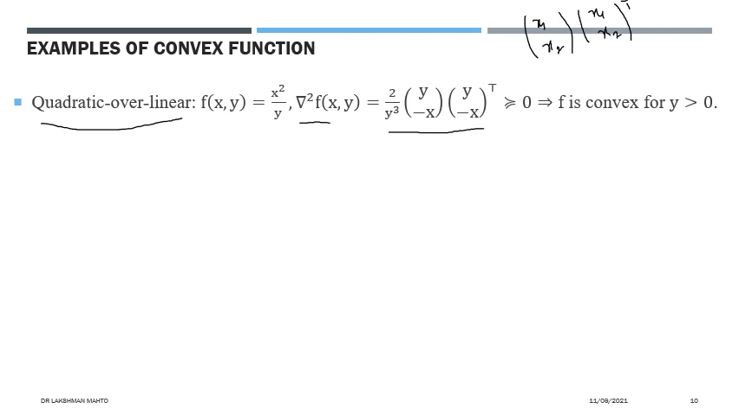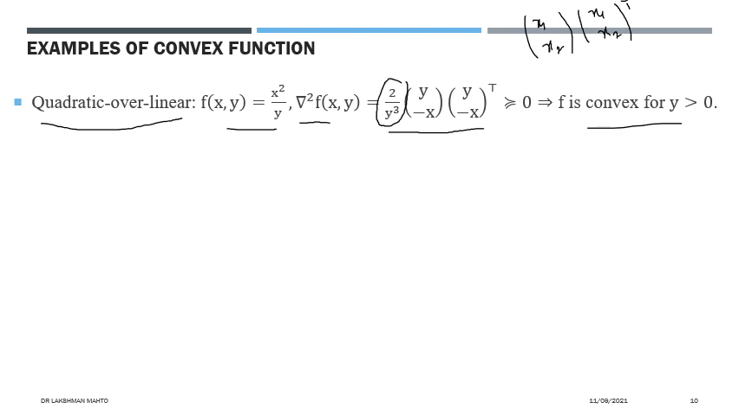And hence we can say that the Hessian of this function, quadratic over linear, is a positive semi-definite matrix, and hence we can claim that the given function is a convex function, provided that there is one more term coming here, 2 by y cube. So we also have to look at the sign of this term.